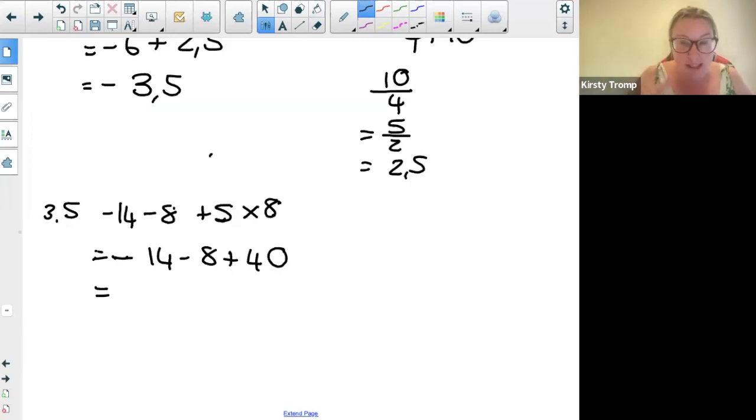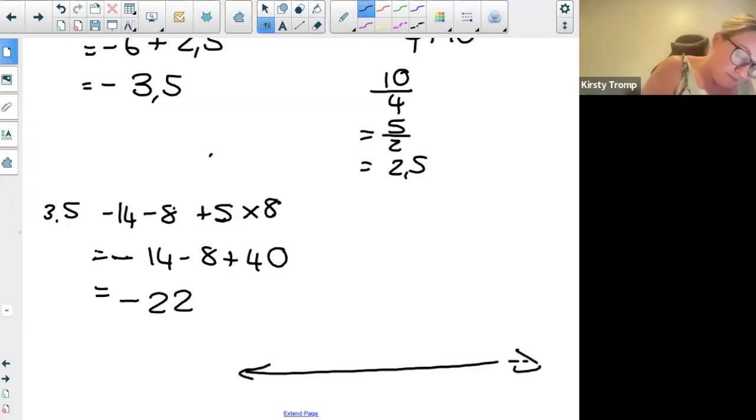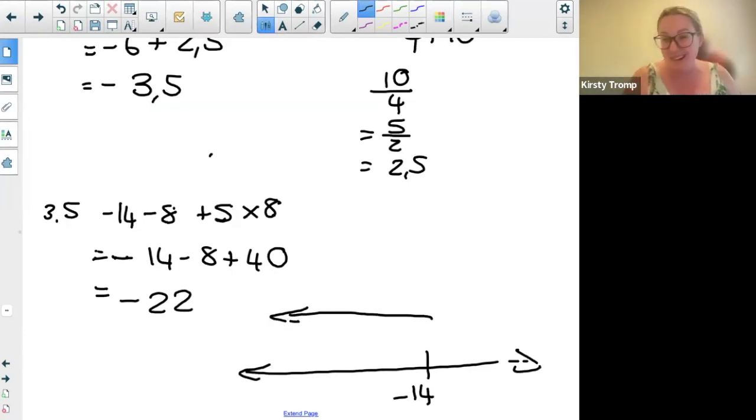Negative 14, be careful. Negative 14 minus another 8. It's going to be negative 22, because I've got a negative number and I'm minusing more from that negative number. So which way am I going to go when I'm moving negative? I'm going to go left. Do you agree? Yes, ma'am.